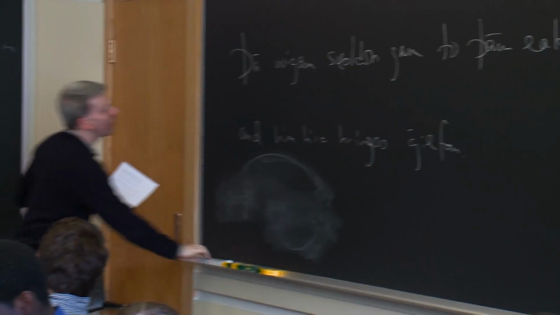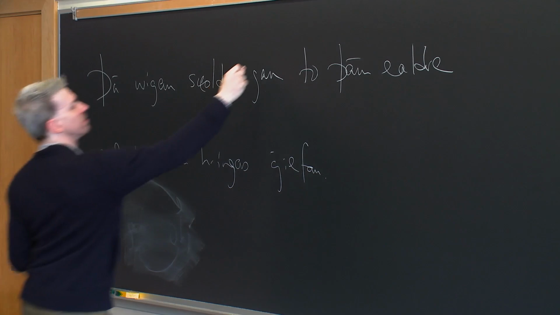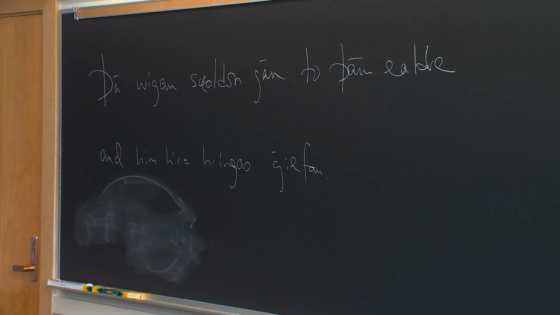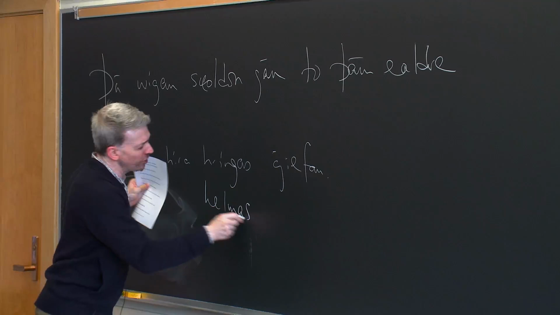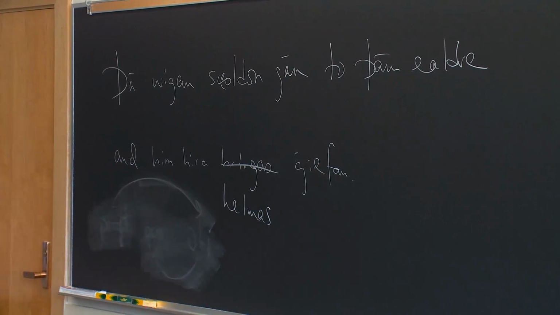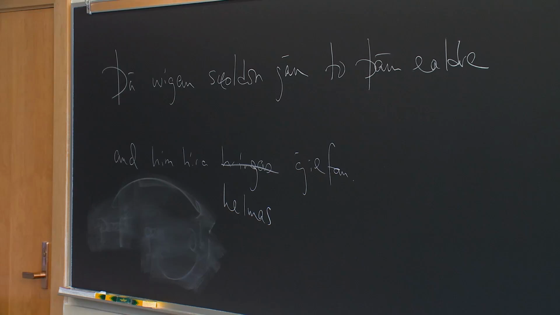Þa we gongon scoldon, gangon tō þām ealdre, on him hira hringas. We're back to, helmas, sorry, in this case it's helmas. Could have been either, helmas. The hringas have already been borne into the hall. All right, who wants to take us through this one? Lambert?